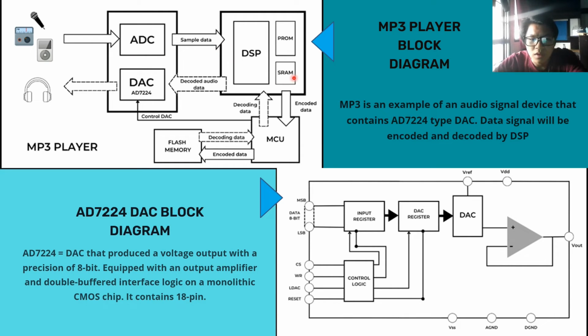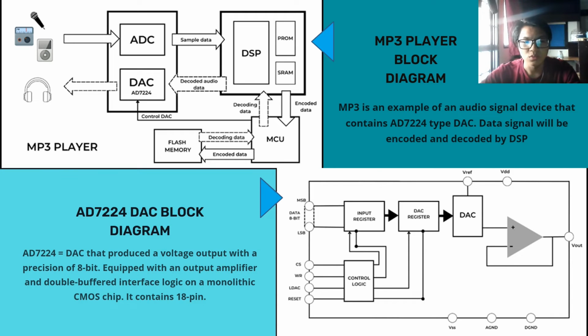And the DSP will encode the data and send the data to the flash memory through the microcontroller unit. After the data is stored in flash memory, it will be returned to the microcontroller unit to decode the data. And the digital signal processor will decode the audio data and send it to the AD7224 DAC to convert it back into the analog signal so that it can be heard by the user through the headphone or speaker.